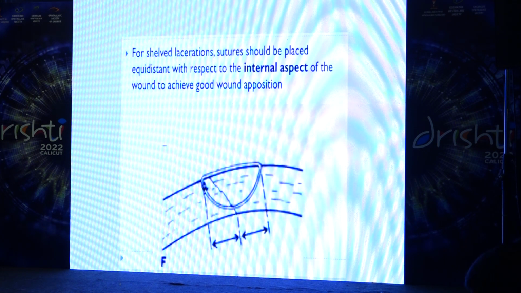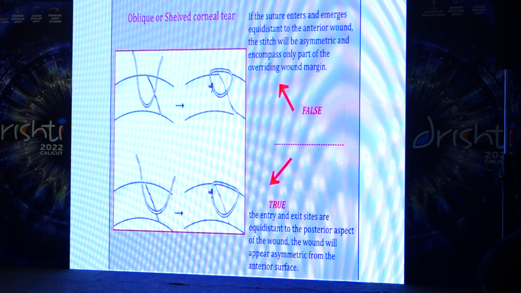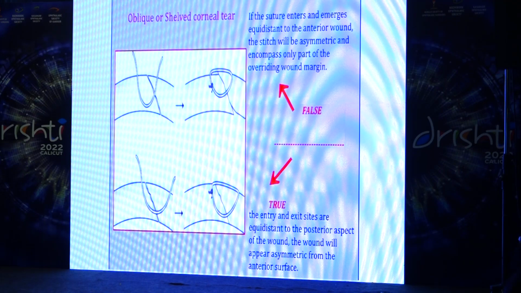Whenever there is a shelved laceration, you should oppose the internal aspect. So it should be apposed in the internal aspect and not in the external aspect of the wound. This should be kept in mind in all shelved incisions. You can see the second picture, that is the ideal suturing in a shelved incision. You should try to oppose the posterior part of the wound.